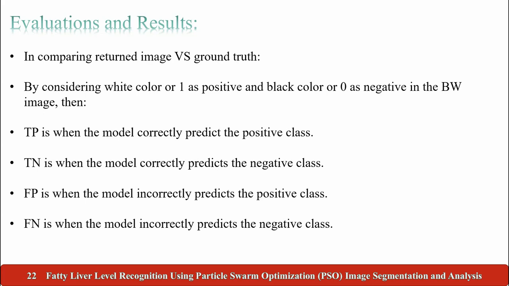In comparing a returned image versus ground truth, by considering a white color or 1 as a positive and black color or 0 as a negative in a black and white image, then we have TP, true positive, when the model correctly predicts the positive class. True negative or TN is when the model correctly predicts the negative class. False positive or FP is when the model incorrectly predicts the positive class, and false negative is when the model incorrectly predicts the negative class.